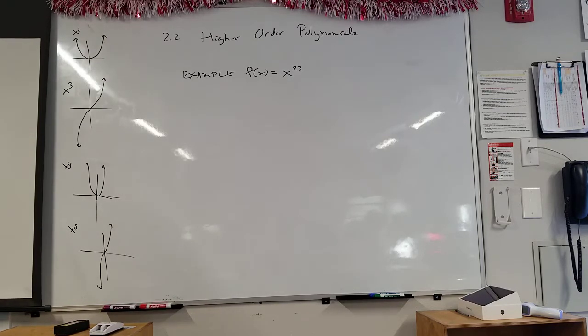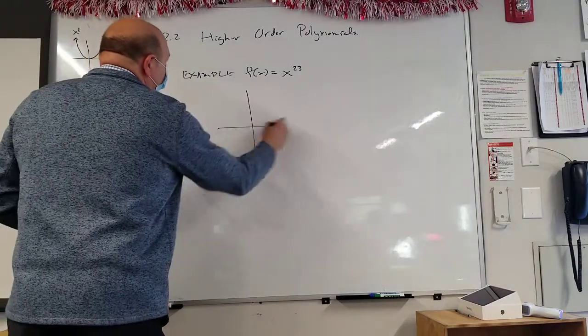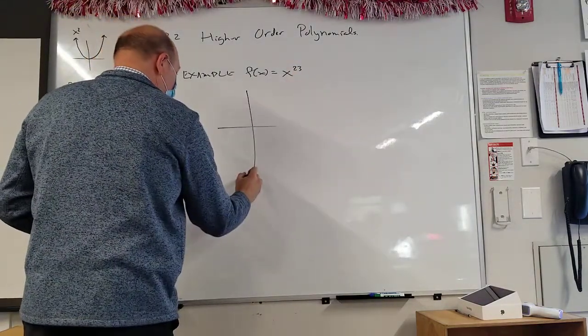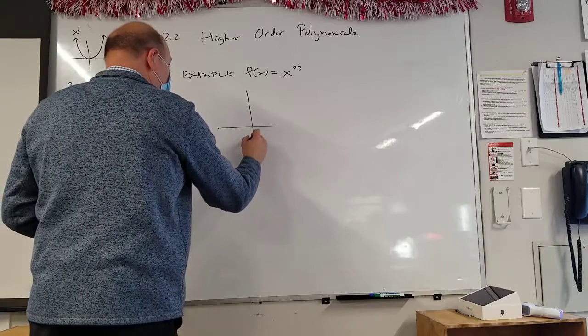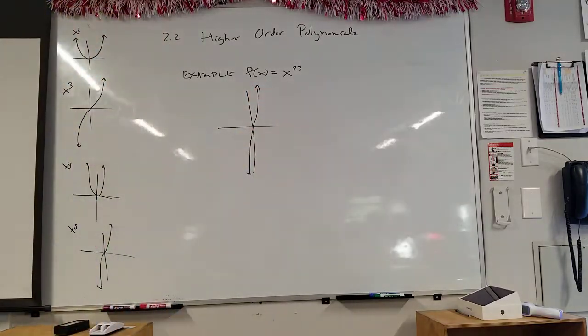End behavior. X to the 23rd. It's a big number. Where does it start? Does it start up high, like x squared or x to the fourth, or does it start low, real low? Low. It starts low, right? Because it's an odd x power. We good? We're gonna go like this. We're gonna go like that. Are we good? Pretty convinced that's gonna do that?